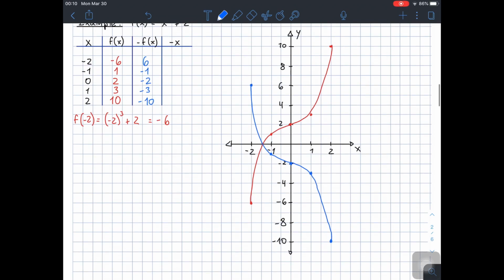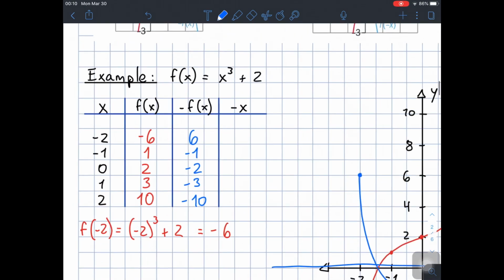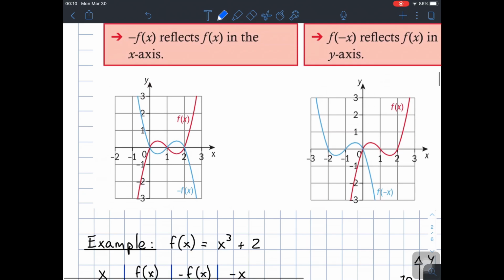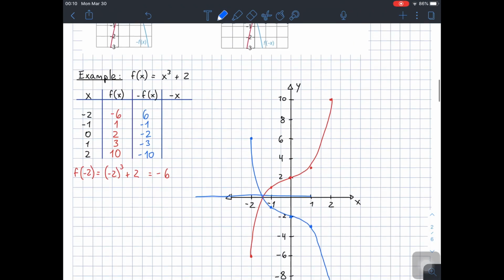Do you see what happens with these two graphs? What type of transformation is this? This is called a reflection with respect to the x-axis, okay? The x-axis is acting as our mirror in this case. And you see that what we drew is the function negative f of x. According to our theory, negative f of x reflects f of x in the x-axis. That's exactly what happened in this example, okay?